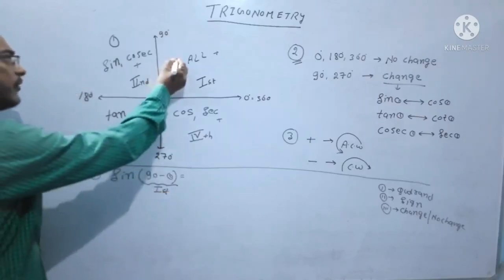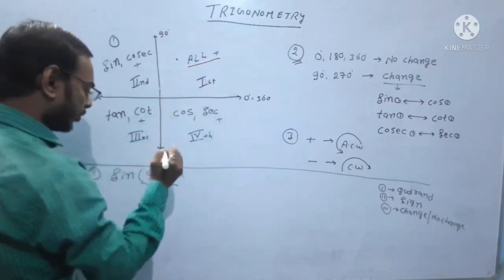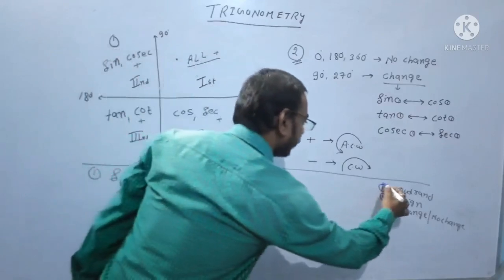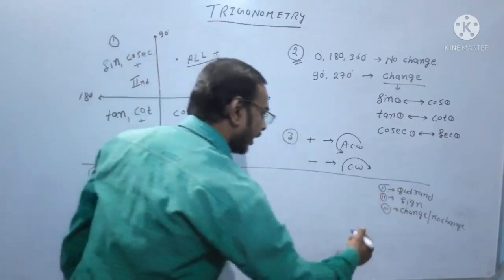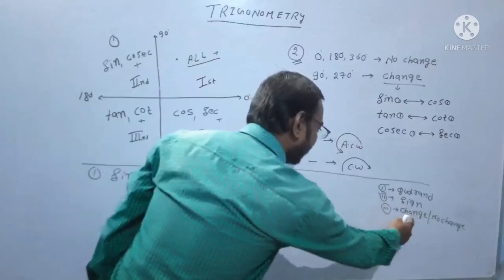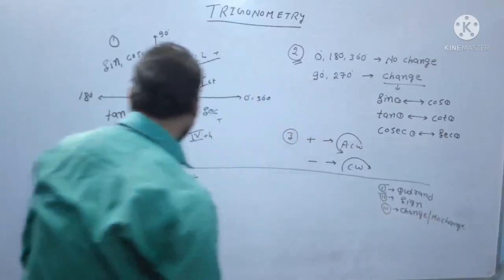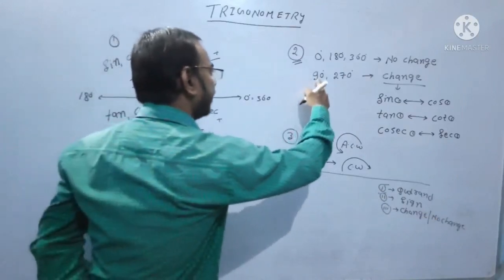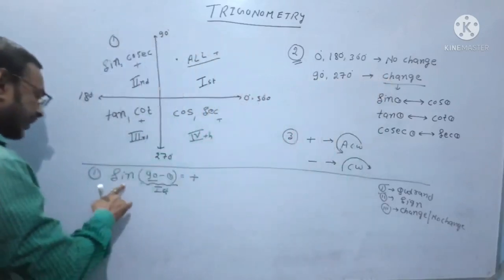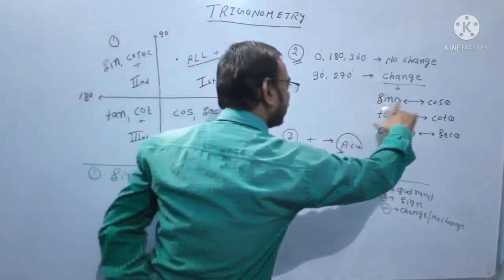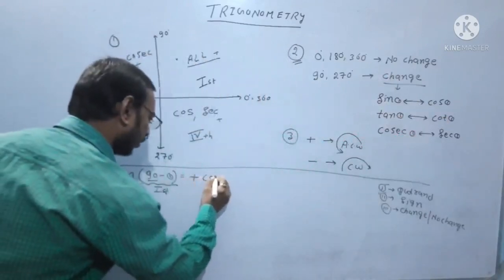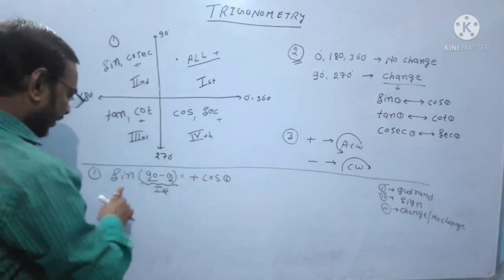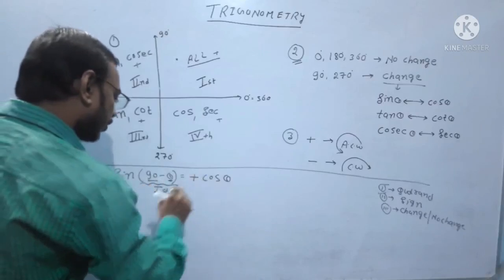Now in the first quadrant all the trigonometric ratios are positive, so here we assign a plus sign. So firstly we decide the quadrant, after that we take a sign and then see whether it is change or no change. So we see 90, here 90. If we take 90, that means change. What is the change? Sine will be changed into cos. So here we write cos, and this theta will always be there: cos theta. So the formula is sin 90 minus theta is equal to plus cos theta.